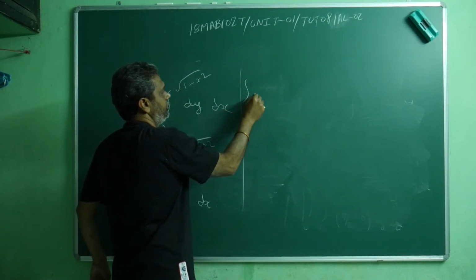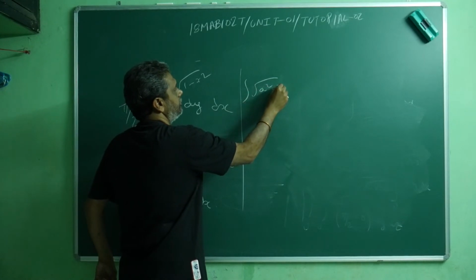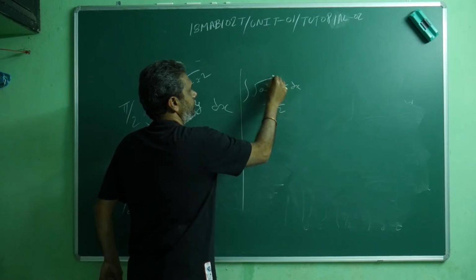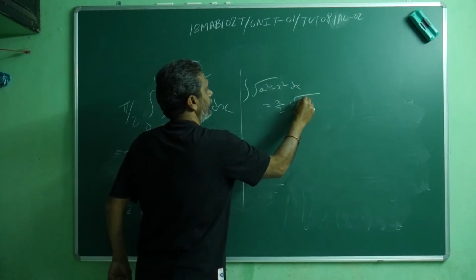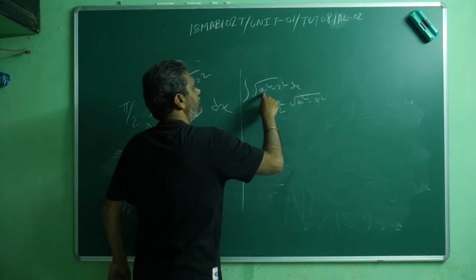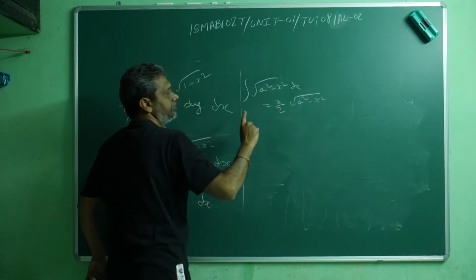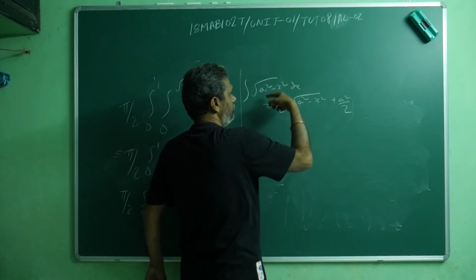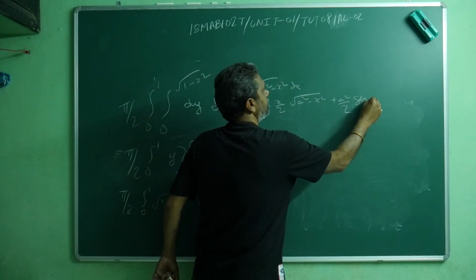We are finding integral root of a square minus x square dx. That is x by 2 into the same thing plus a square by 2 sine inverse. Suppose minus a square means minus a square by 2 plus a square by 2. If it is down, you will get sine inverse. You can remember like this.